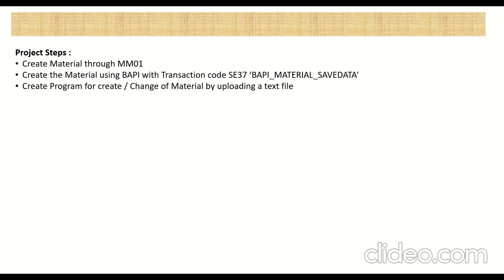So for this project, the steps are: first we'll learn how the material is created through MM01. Once we know all the details which we need to enter on the screen to create the material, then in the SE37 transaction code, we can test this BAPI to create the material. Once this is working fine, then we'll create a program to upload a text file and create the material in bulk. So first we will start with creation of material with the MM01 transaction code, and we'll note down all the mandatory fields for the material creation.